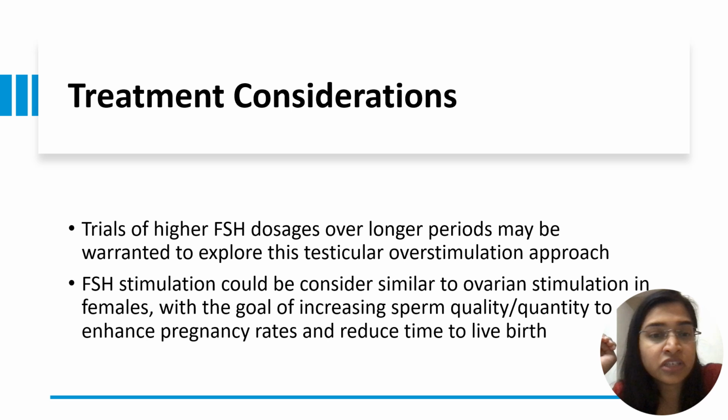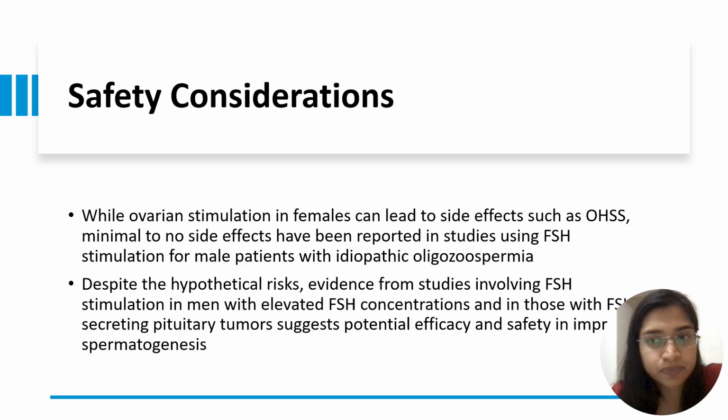Trials of higher FSH doses over longer periods may be warranted to explore this testicular overstimulation approach. FSH stimulation could be considered similar to ovarian stimulation in females, with the goal of increasing sperm quality or quantity to enhance pregnancy rates and reduce time to live birth.